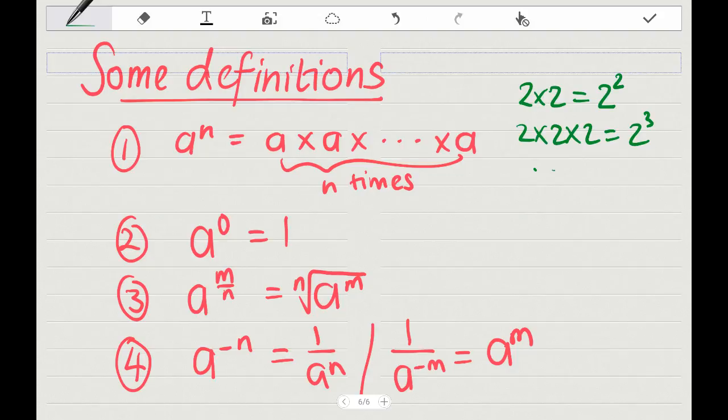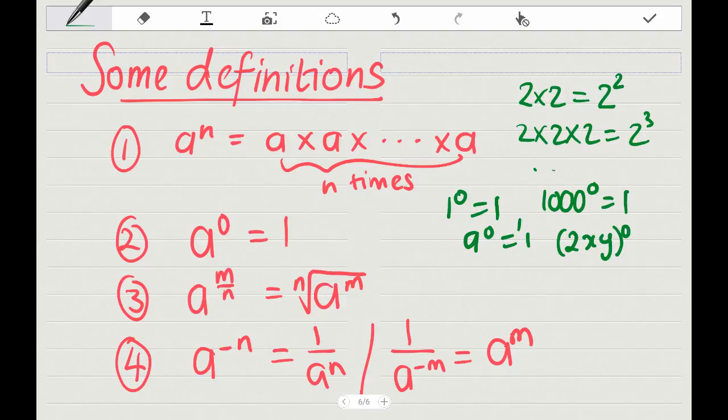Here's a very important one: anything to the power of 0 is 1. Okay, so for example, 1 to the power of 0 is 1. 1,000 to the power of 0 is 1. A to the power of 0 is 1. So 2xy all to the power of 0 is 1. Anything to the power of 0 is 1.